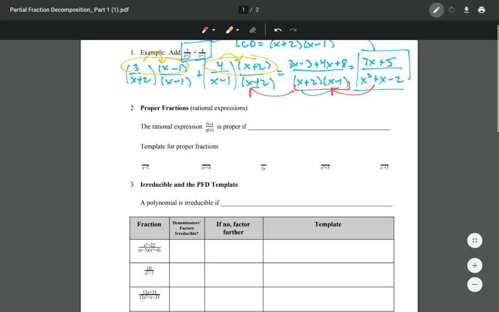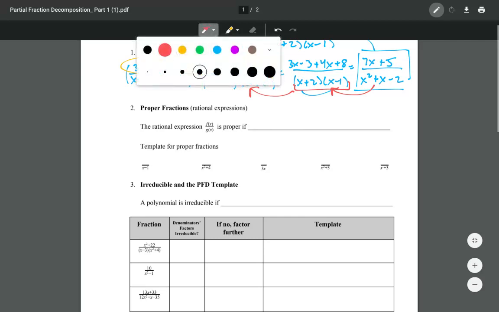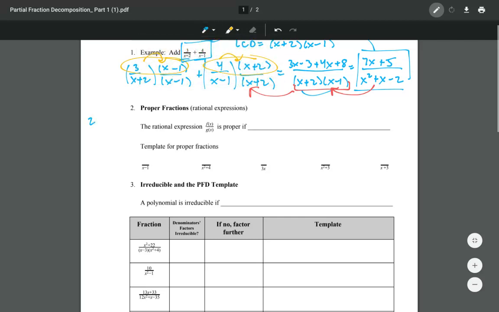So we want to talk about proper fractions. If I'm talking about just normal numbers, 2/3 would be a proper fraction, but something like 7/3 would not be a proper fraction. And that's because the numerator is bigger. So this one is not a proper fraction. We're still going to use that same concept that the numerator needs to be smaller than the denominator, but these are polynomials. So instead of just saying smaller, I need to say the degree.